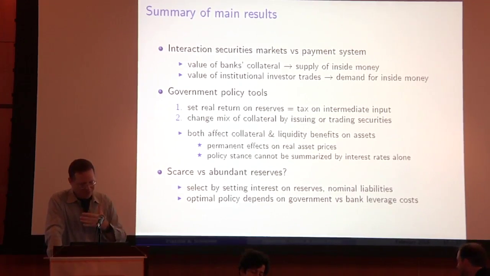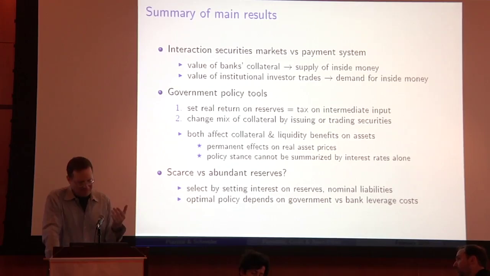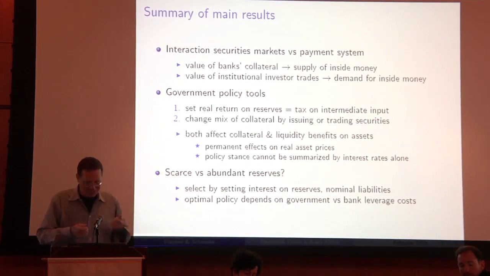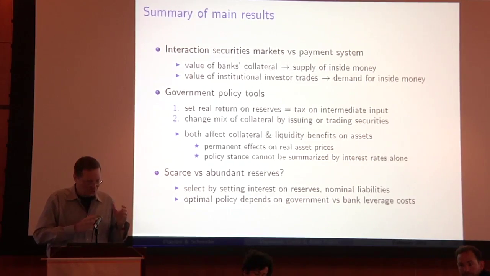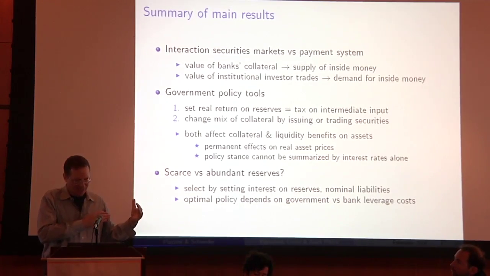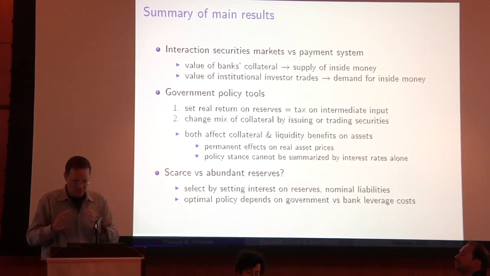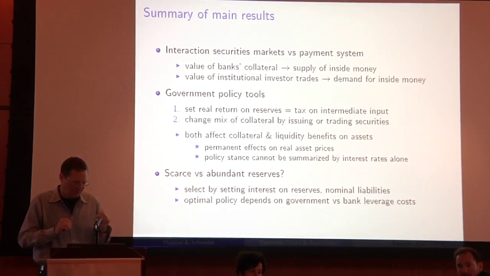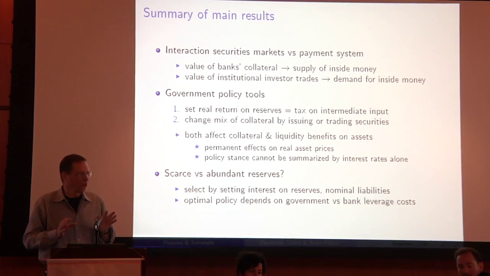Finally, should we have regimes with scarce versus abundant reserves? Well, governments can choose to take their economies in these directions by changing the interest rate on reserves or nominal liabilities. But what is best depends on the relative leverage cost. How hard is it to credibly produce a lot of government debt versus having a lot of bank leverage? In some countries where the government finds it easy to borrow relative to the banks, it may be useful to have an abundant reserve regime. In other countries, thinking, say, Greece, this may be harder. And so it's not clear in general where we should go, and it depends on the details of what the financial structure looks like.